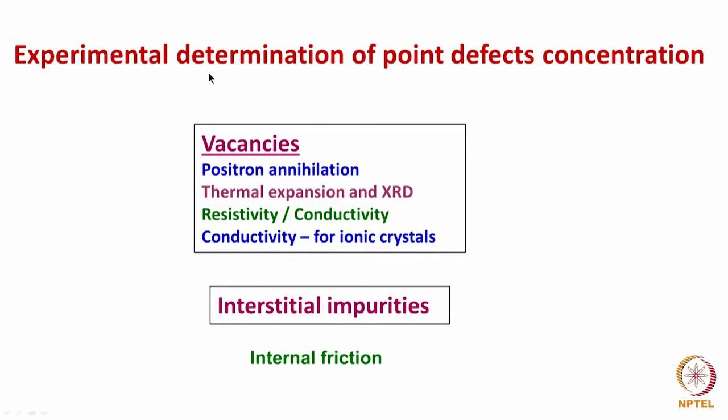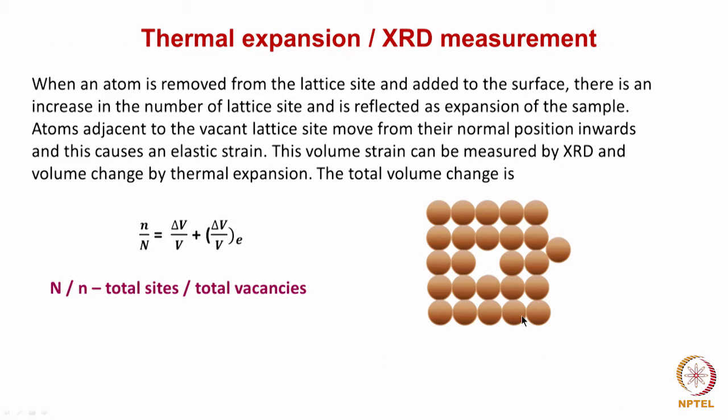But first let us take the simplest one, which gives precise information about the vacancy formation energy. What you have to do is use thermal expansion and XRD measurement. Suppose we take a sample and heat it. What happens then? The sample will expand. Even if the sample is perfect and does not contain any defect, it has to expand. In addition to it, vacancies are produced.